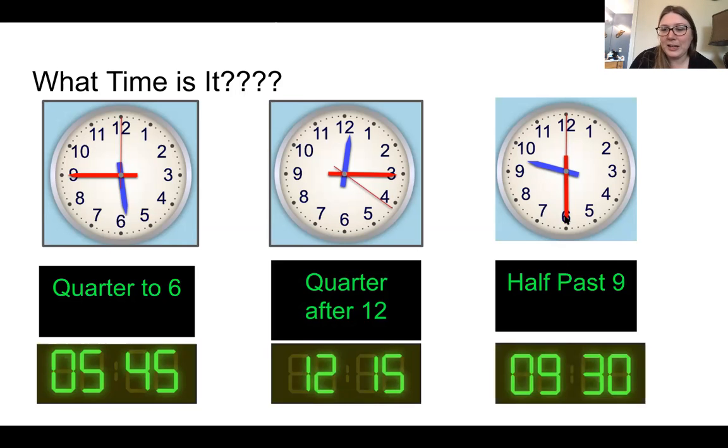All right, so here we have half past. It's pointing straight down at the 6. And the hour is between the 9 and the 10. So it is 9:30. Okay. These can be a little bit tricky.